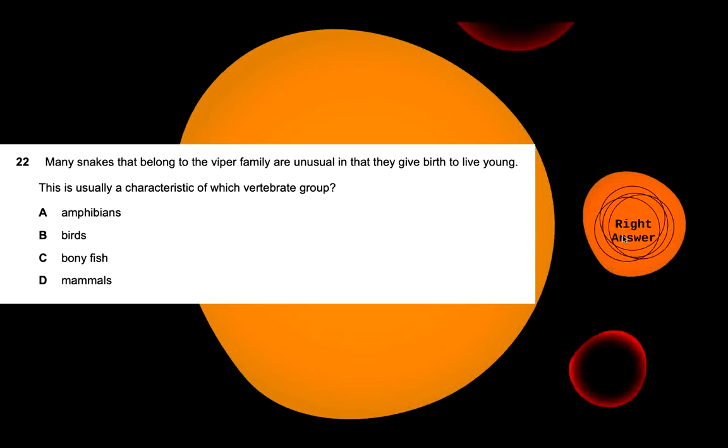This is usually a characteristic of which vertebrate group? From the options seen here, everything is classified as a vertebrate. But based on the question, it says they give birth to live young. So the answer would be what? Can you guess? You're right. The answer is mammals. It couldn't be the other options such as A, B, and C because they don't give birth to live young. The offspring can be laid through eggs or something.